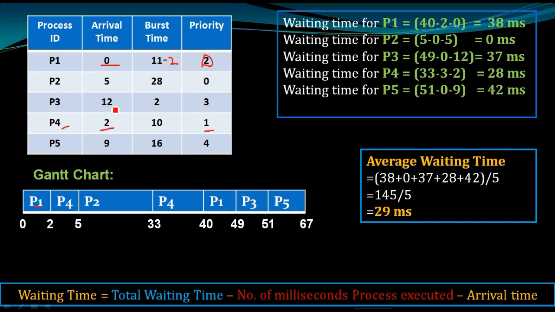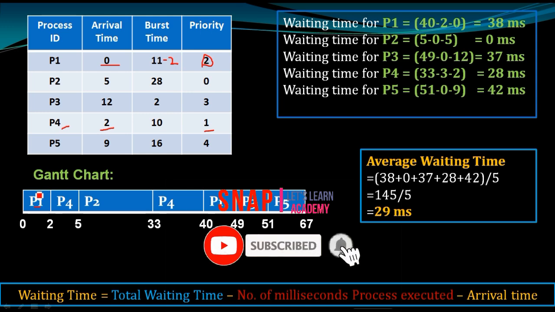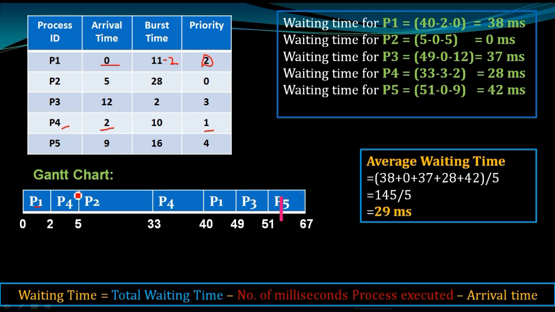Now the higher priority process is entering after 2 milliseconds. So after 2 milliseconds P1 has to be suspended for a while, because process P4 is interrupting. P4 occupies the CPU. The burst time is 10 milliseconds, but here it is executing for only 3 milliseconds. Consider it has executed for 3 milliseconds.